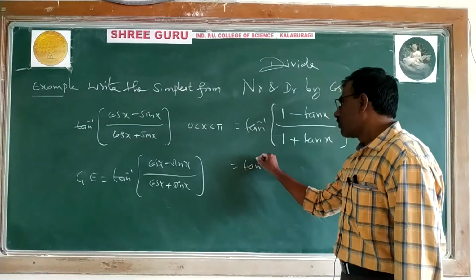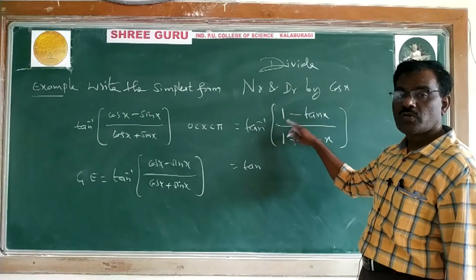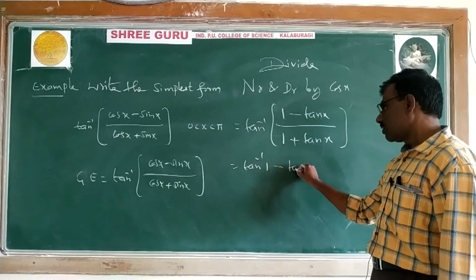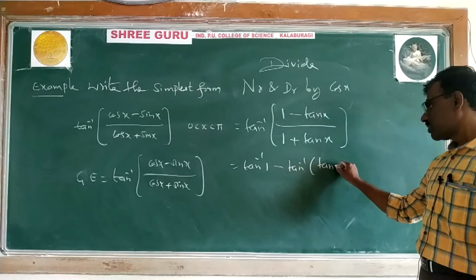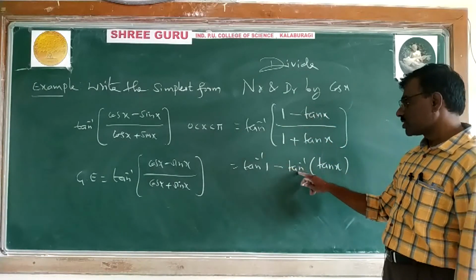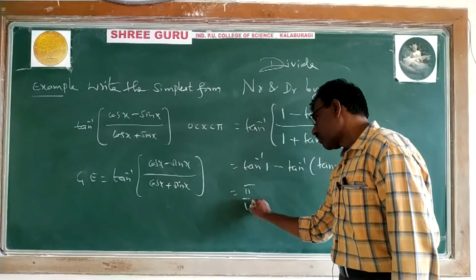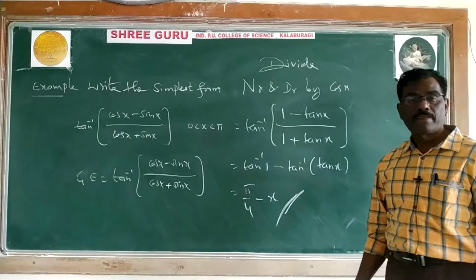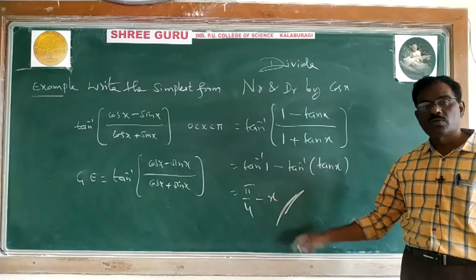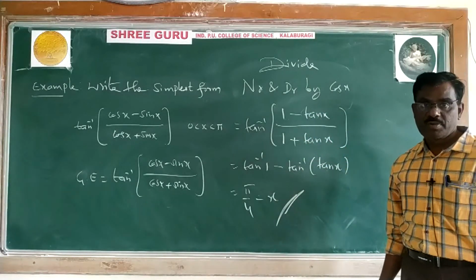Tan inverse of x minus y by 1 plus xy. X is 1, y is what? Tan x. xy क्या था? Tan x. So already in formula form, tan inverse of x minus tan inverse of y. Y place में tan x है. This is x, this is y. Tan inverse of x minus tan inverse of y. Tan inverse of 1 is pi by 4, minus tan inverse of tan x, so this is pi by 4 minus x. What about 1 minus tan x by 1 plus tan x? Direct actually pi by 4 minus x है. This is tan pi by 4 minus x.